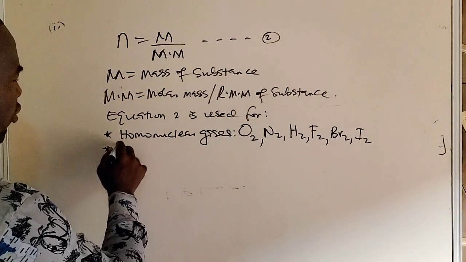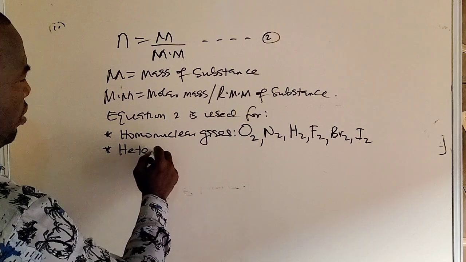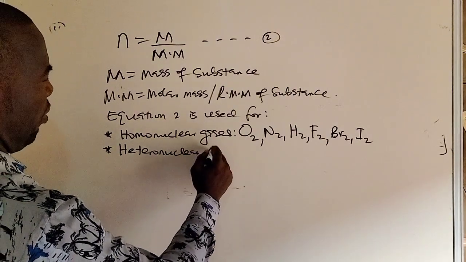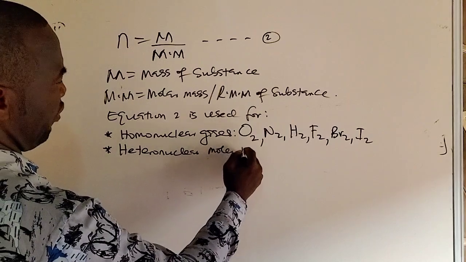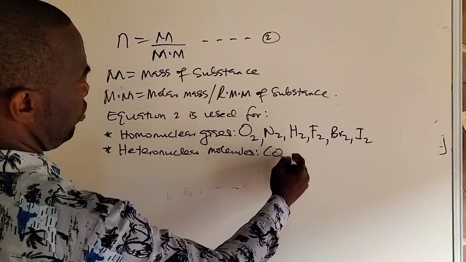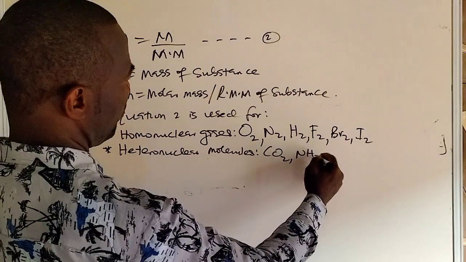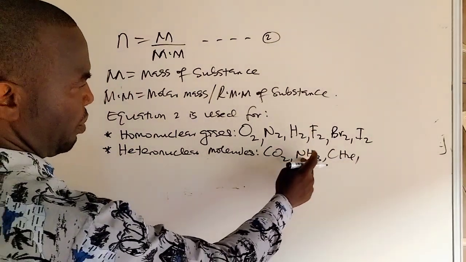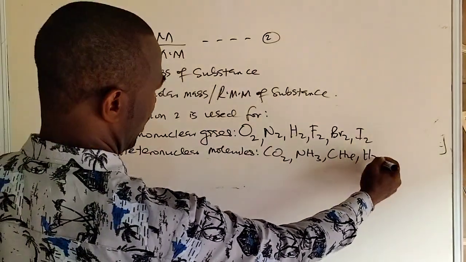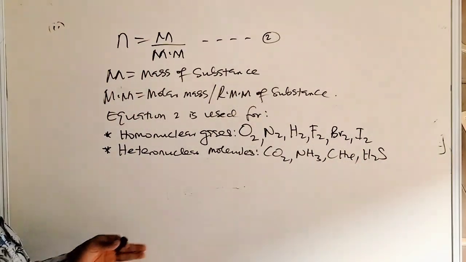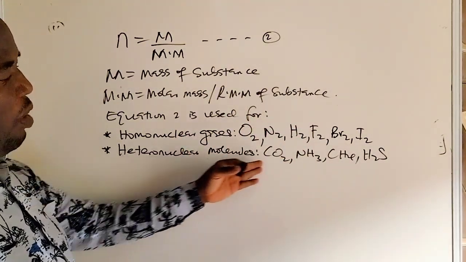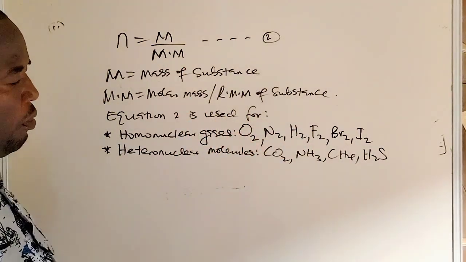Then we can still use it for heteronuclear molecules, that is molecules or gases made up of different elements like CO2, ammonia, methane. They can have molecular masses. So both homonuclear and heteronuclear molecules have molecular masses. You don't talk about atomic mass for them.